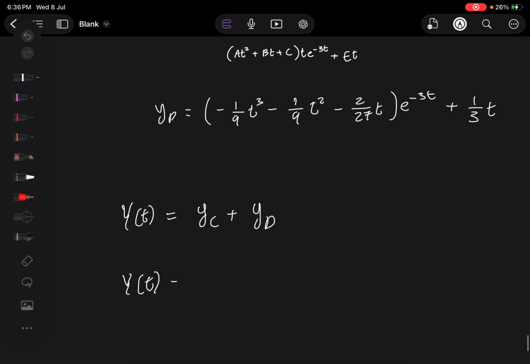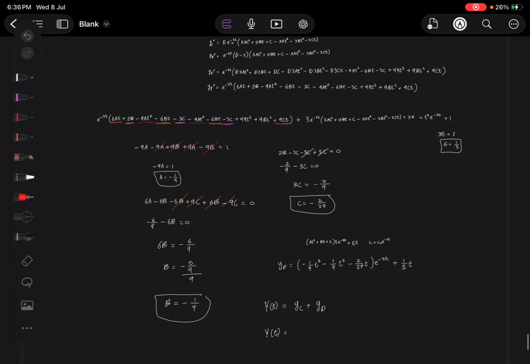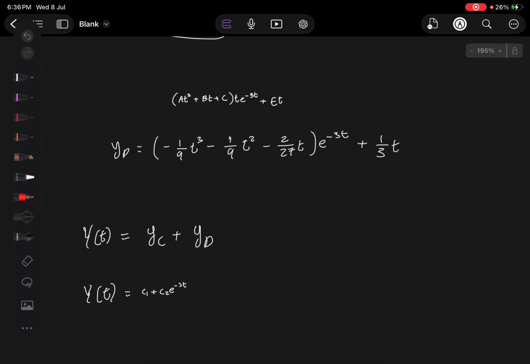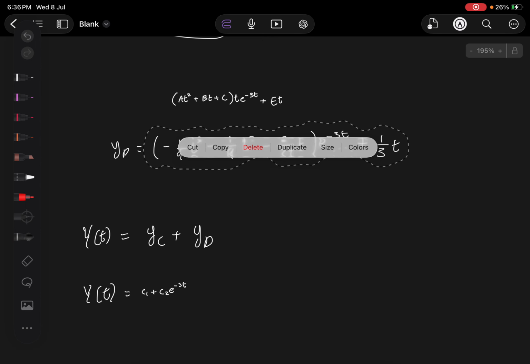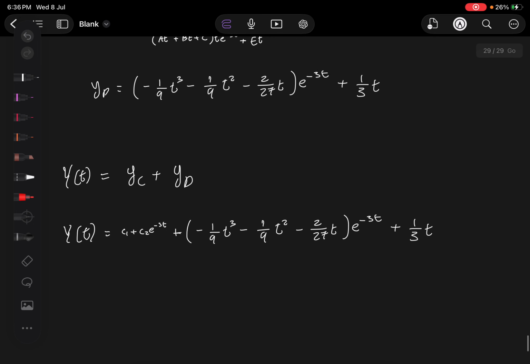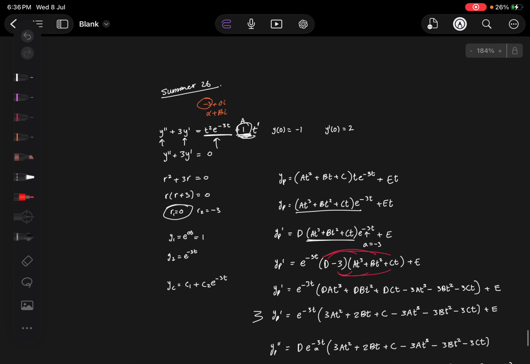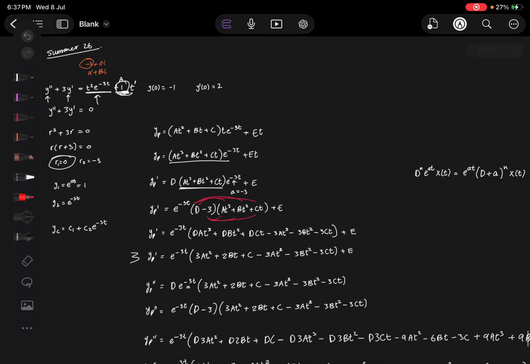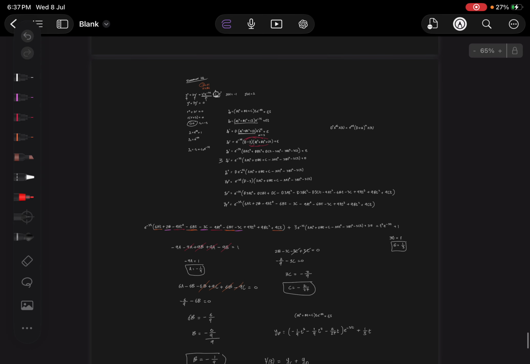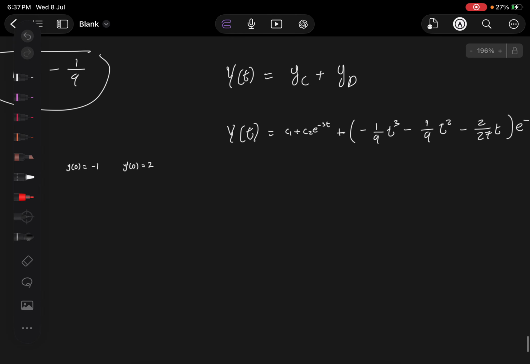So capital Y(t) is yc, let's copy it, is all of this, which is pretty small, plus yp, plus this. So now you need to apply these conditions to find C1 and C2. So you apply them.